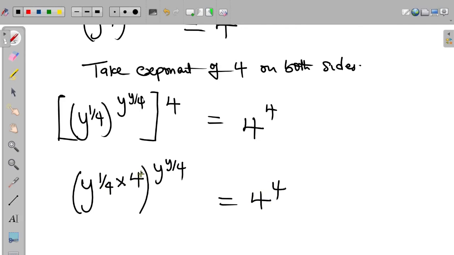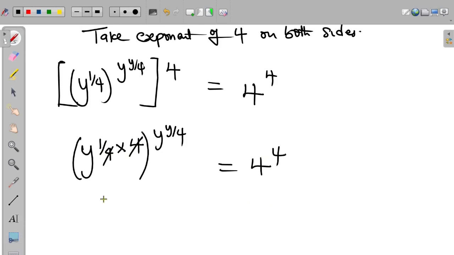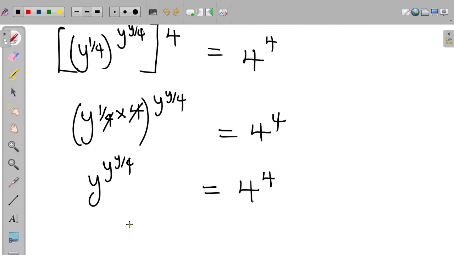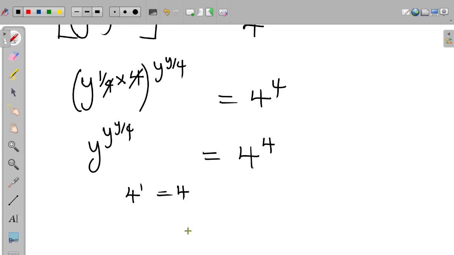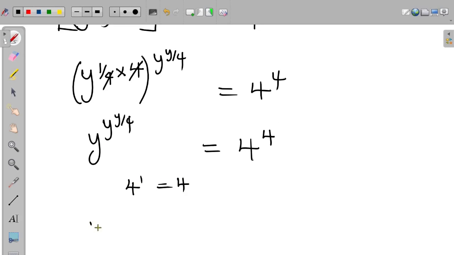So here, 4 will cancel out 4. So we have it that y raised to the power of y raised to the power of y divided by 4 is equal to 4 raised to the power of 4. Now, but recall that 4 raised to the power of 1 is equal to 4. So therefore, this becomes y raised to the power of y raised to the power of y divided by 4 is equal to 4 raised to the power of 4 raised to the power of 1.